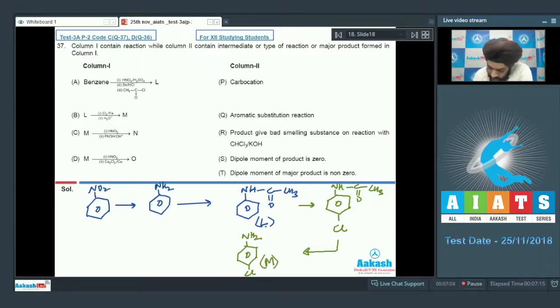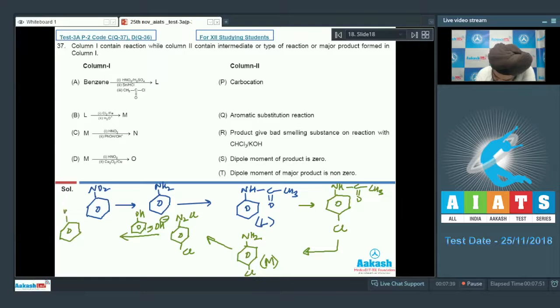Now this M is allowed to undergo diazotization with HNO2, and it is further allowed to react with phenol in the presence of basic medium. It is a coupling reaction. So in the first step, it will be converted into PhN2Cl with a chlorine at the para position, and then it is allowed to undergo coupling with phenol in basic medium. So the coupling will take place at the para position. We'll have OH, N double bond N, and we'll have PhCl. So this is our structure N.